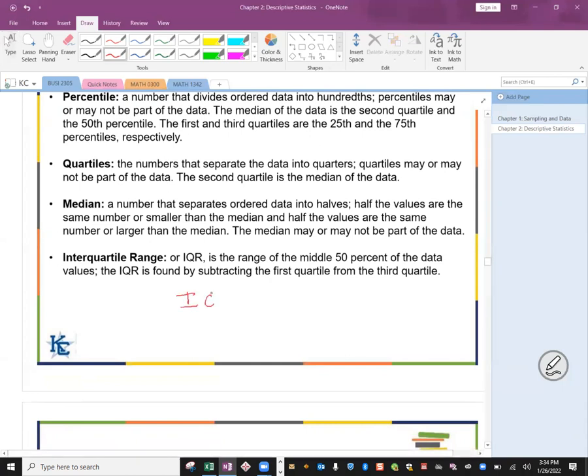So when you're looking to find the IQR, you're taking your Q1 and Q3 and you are subtracting. Again, Q1 is the 25th percentile. Q2 is the 50th percentile, and this is often called the median. It's the middle value. And then Q3 is the 75th percentile. And so the interquartile range gives the middle 50% of your data.